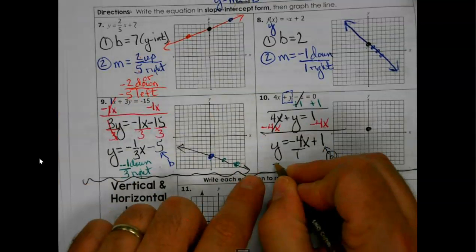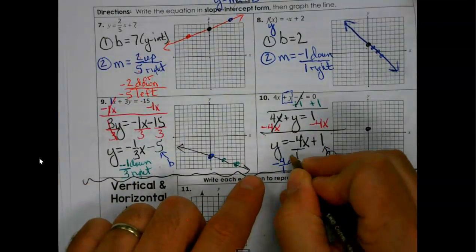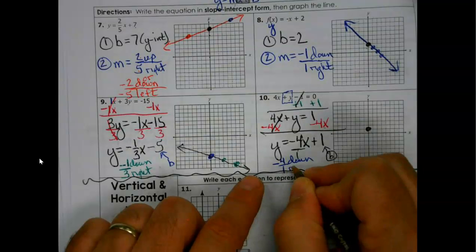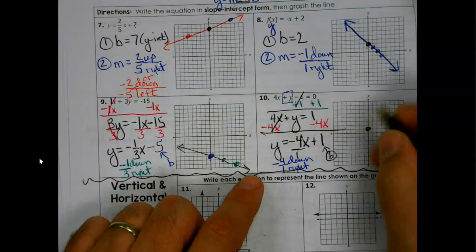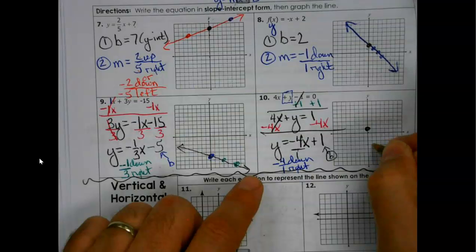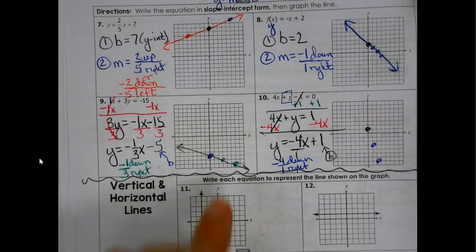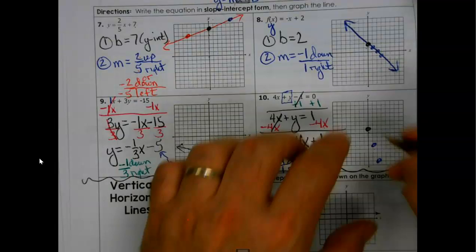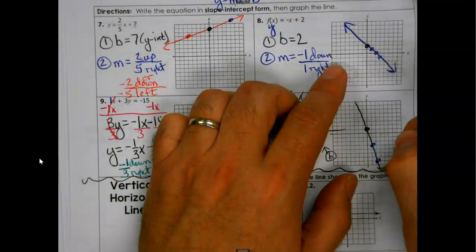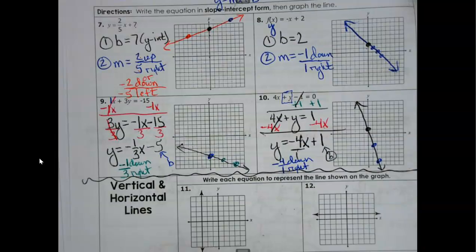Now, with my slope, I'm going to go down 4. And I'm going to go right 1. Can I do it again? Yep, I still got room. Looks like they make a line to me. And we're ready to rock and roll.